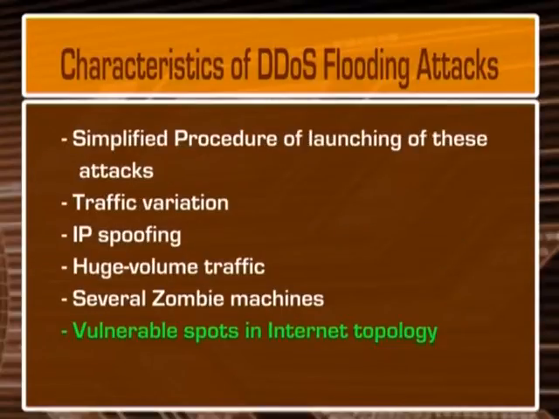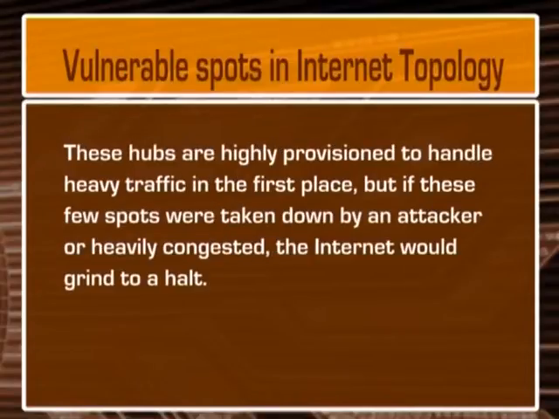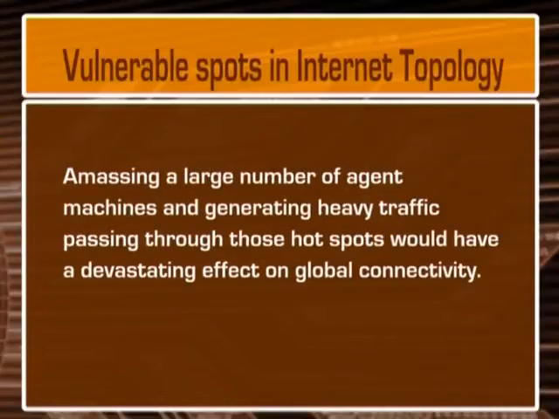Weak spots in the internet topology. The current internet hub and spoke topology has a handful of highly connected and very well provisioned spots that relay traffic for the rest of the internet. These hubs are highly provisioned to handle heavy traffic in the first place. But if these few spots were taken down by the attacker or heavily congested, the internet would grind to a halt. Amassing a large number of agent machines and generating heavy traffic passing through those hotspots would have a devastating effect on the global community.